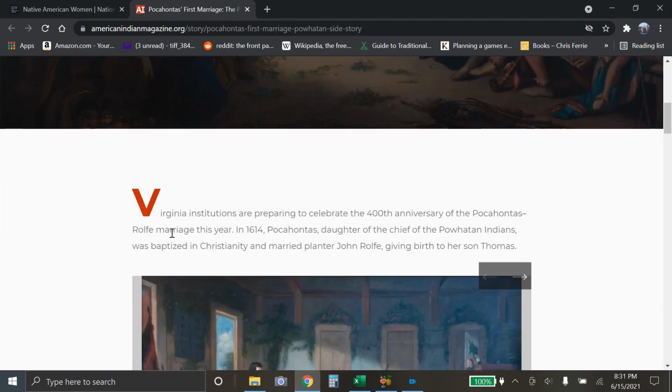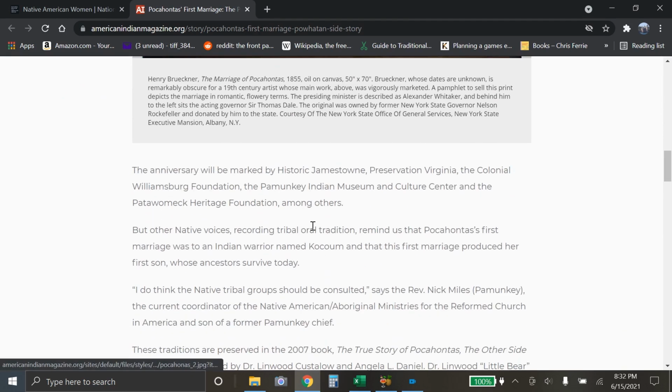This is about Virginia institutions preparing to celebrate the 400th anniversary of Pocahontas's marriage, and her married name, to her white husband this year. So this is her marriage. This is in 1614. Pocahontas, daughter of the chief Powhatan, was baptized in Christianity and married planter John Rolfe, who actually made the plantation very, very wealthy. I believe she ended up dying of disease, because of course she did.